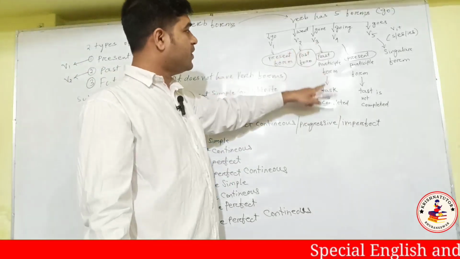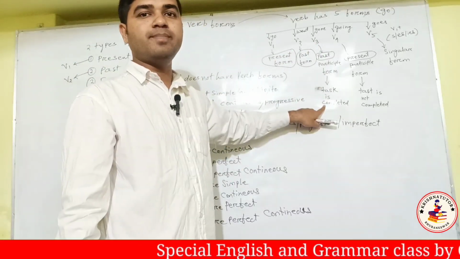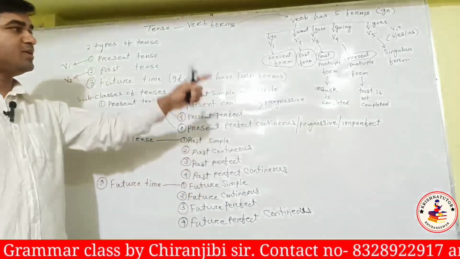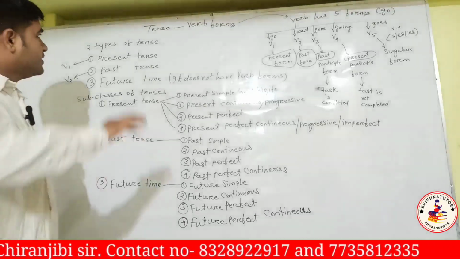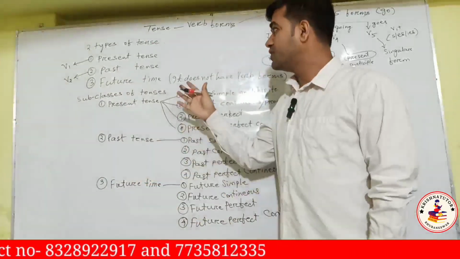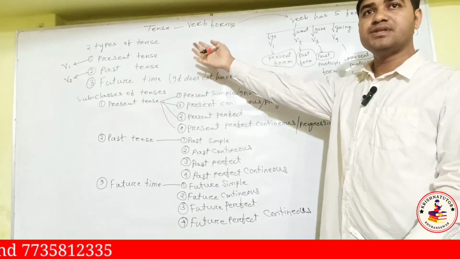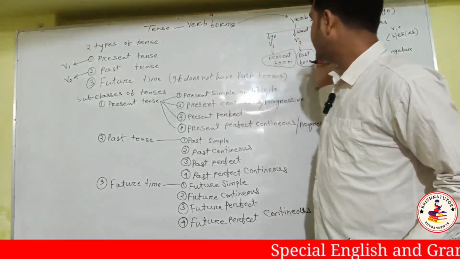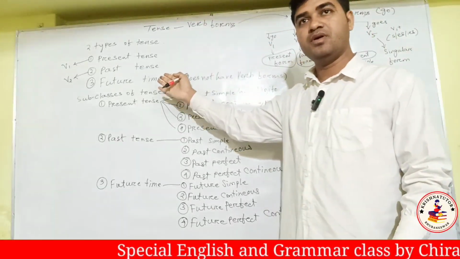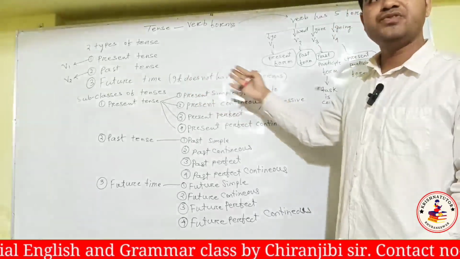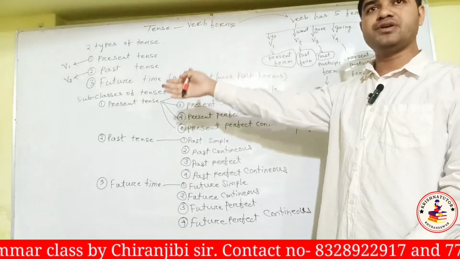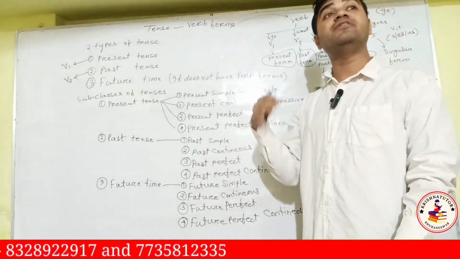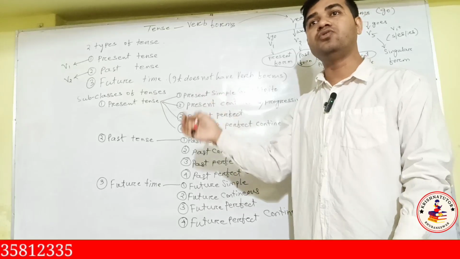Clear now? If I talk about V3 form, the task is completed. If I talk about V4 form, the task is incomplete, means the task is not completed. And if we talk about tenses, tense is of two types, present tense and past tense, because the verb has present form and past form. But the verb doesn't have a future form. So future is time. We cannot go into the future and complete the task there. The future is not in our control.